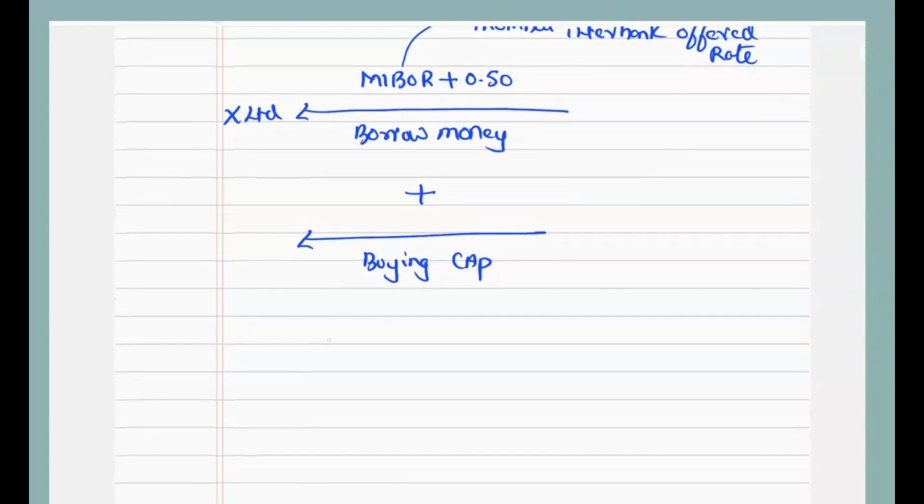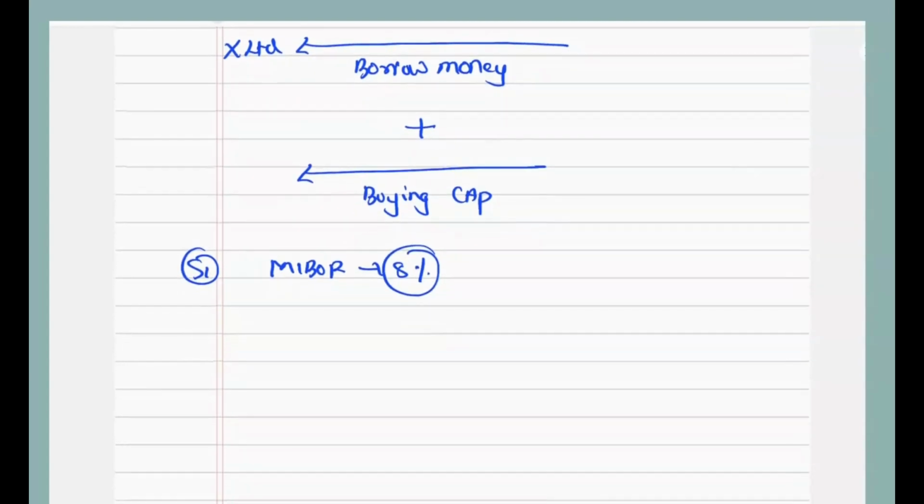Now we come to this situation. Suppose this is situation 1. Suppose the MIBOR is at a rate of, say, 8% when you borrow the money. And you find that later the MIBOR increases to 9%.